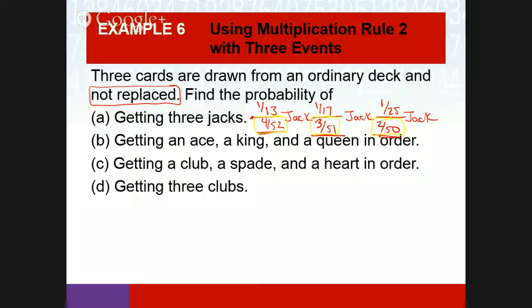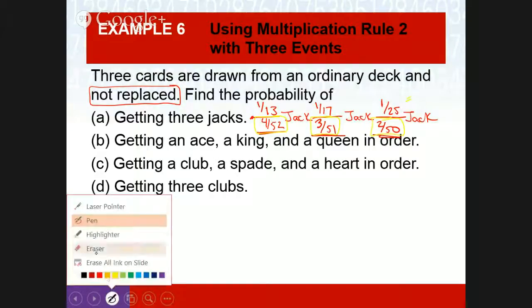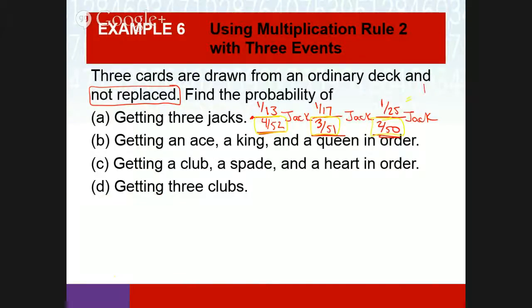What do we get? 1 over 13 times 17 times 25? 1 over 5,525. All right, 5,280. How many feet are in a mile? Any questions on that?